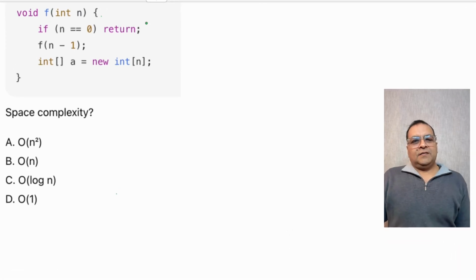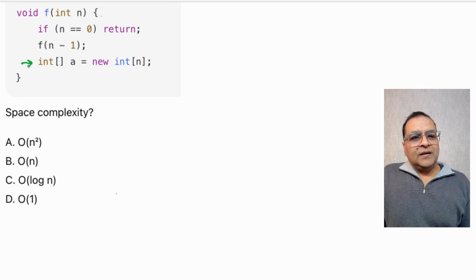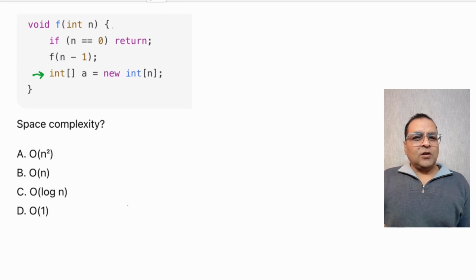How about this function? The difference between the previous function and this function is very subtle. In this case, the memory is allocated after the recursion and not before the recursion. Let's draw the function call tree. First, the function is called for n, but this function will not allocate any memory and calls the function for n minus 1. Now, this function will not allocate any memory and calls the function for n minus 2. Similarly, this function will also not allocate any memory and calls the function for n minus 3 and so on.